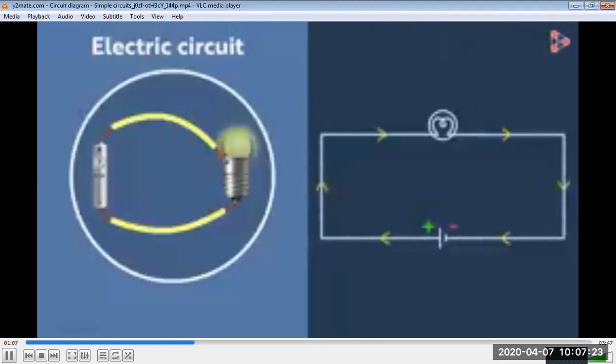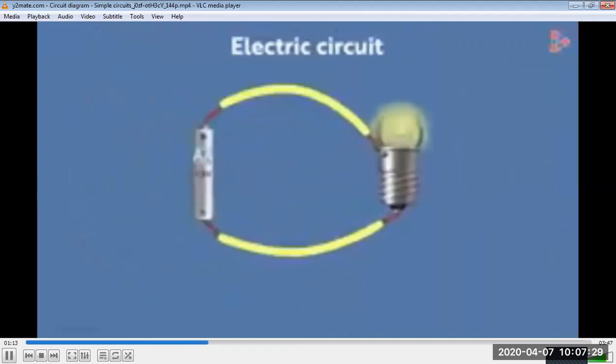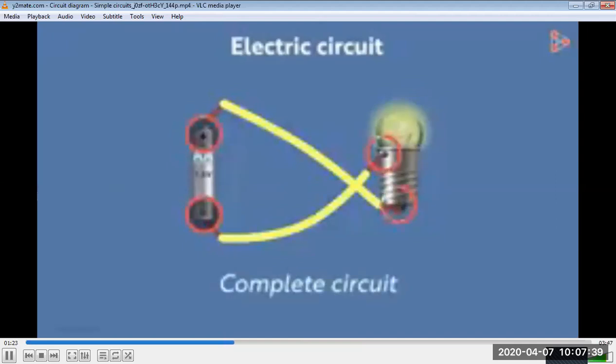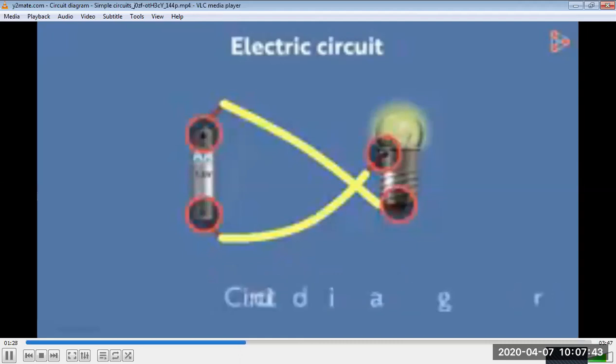Now we have seen in the past that this is not the only way to light up a bulb in this circuit. For instance, if we interchange the wires connected to the two terminals of the bulb, then the bulb will still glow. This is because the circuit is still complete and all the terminals of the system are occupied. Can you draw the circuit diagram for this circuit? Why don't you give it a try?